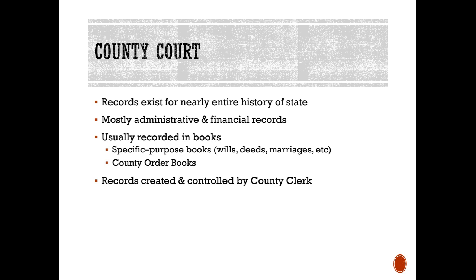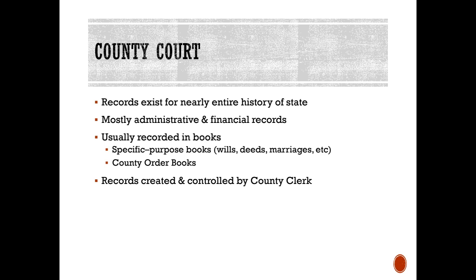these are usually the records that are more familiar to most researchers. These are usually recorded in books, special purpose books, things like the wills and the deeds and the marriages. These are records that were created by the county court at the time. But the other type of books that you're going to see here are the county order books. These were order books from the county court.